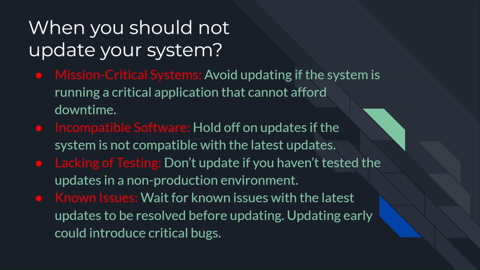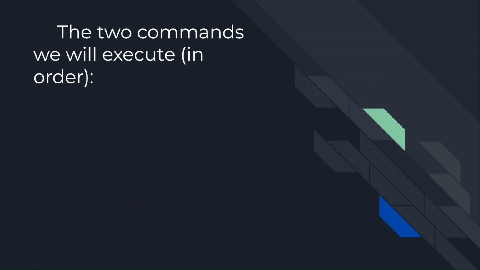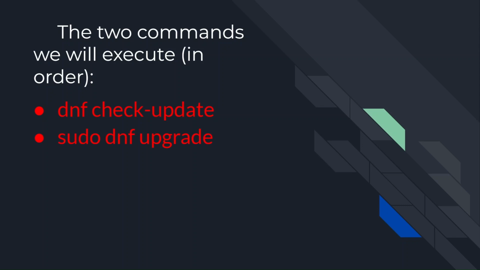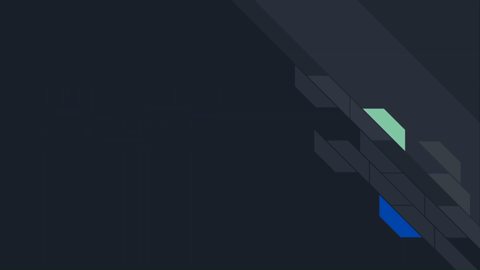Now that we've talked about when we should and shouldn't update our system, it's time to talk about the commands. We will be focusing on two important commands you should remember by heart. The first command, dnf check-update, and sudo dnf upgrade. Let's talk about dnf check-update.